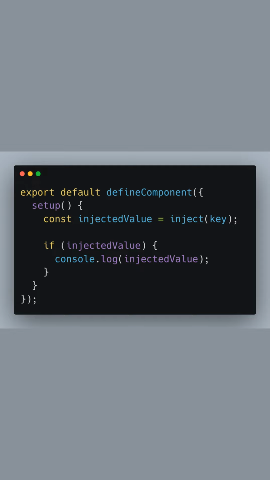In our injector component's setup function, we call the inject method with the same key. The result is stored in injectedValue. We check if injectedValue is defined, which it will be if the value has been successfully provided by an ancestor component. Then we simply log this value to the console, knowing that TypeScript understands it to be a string.